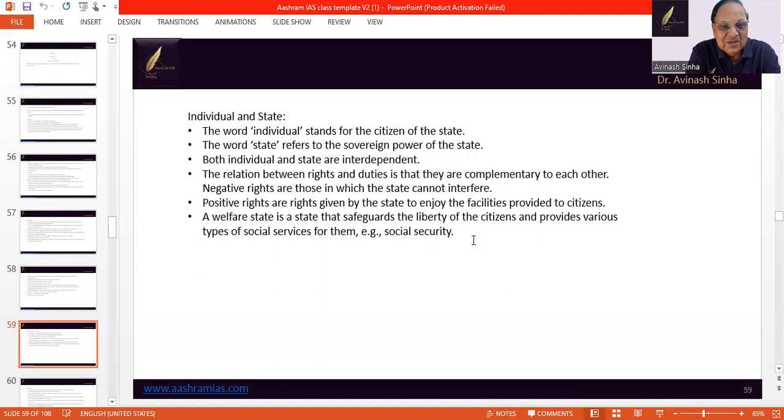Negative rights of the people are those in which the state cannot interfere. And positive rights are rights given by the state to enjoy the facilities provided to citizens. A welfare state is a state that safeguards the liberty of the citizens and also provides various types of social services for them, for example, social security.